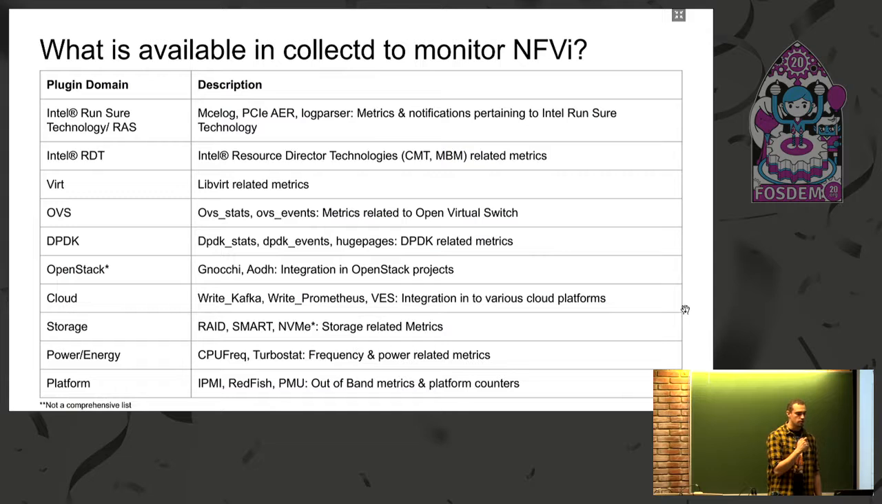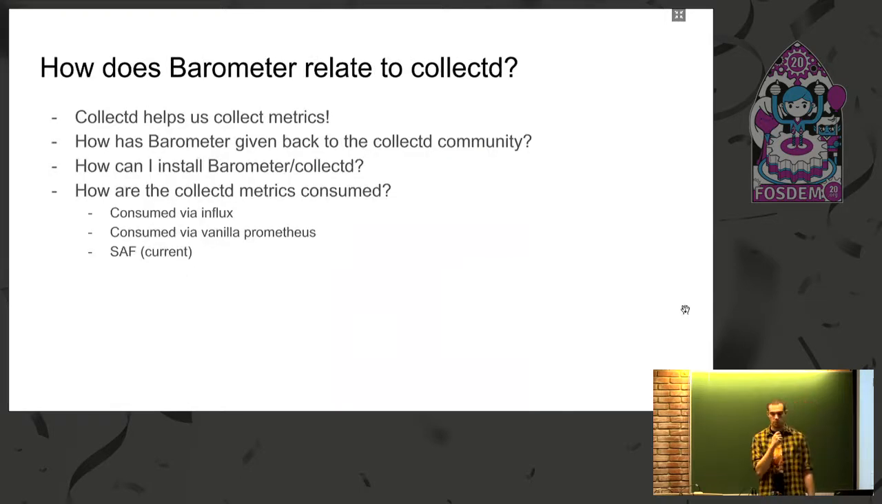You can monitor the health of the storage or power consumption, or something closer to the platform, in case you are, for example, selling the resources of the cloud to someone. You may be interested in out-of-band telemetry, which is provided via Redfish or IPMI. And there are also PMU counters that may be interesting for you, which monitor the low-level counters in the processor, which may be useful in some cases, like branch misses, mispredictions, or cache misses.